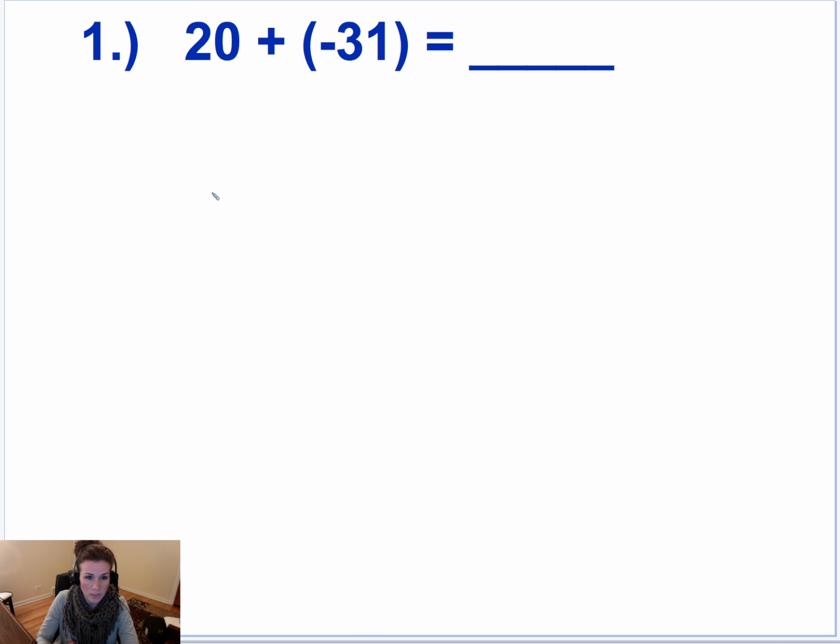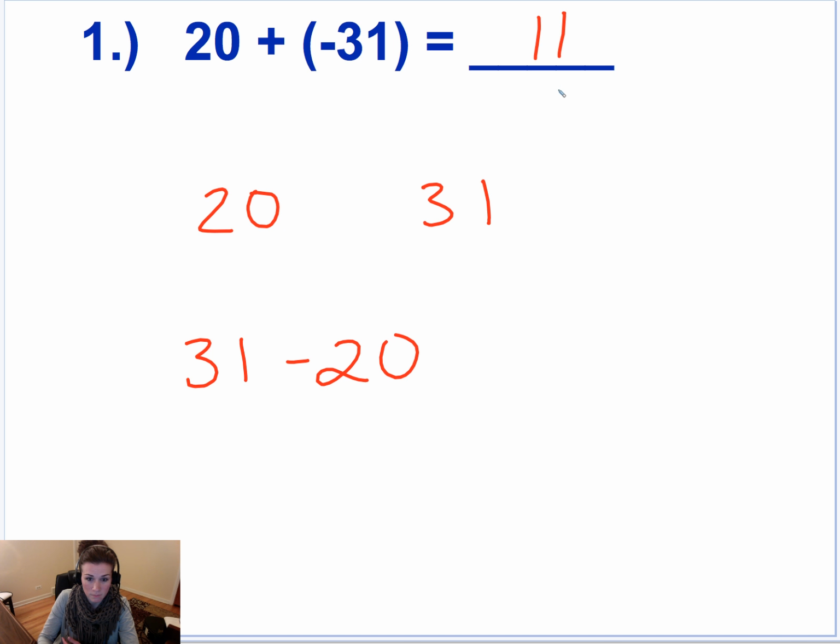So ignore the signs and just think of 20 and 31. To find the difference, it's easier to put the bigger number first, so I'll just think in my head 31 minus 20 would be 11. But then I have to figure out whether it should be positive or negative. So 31 is the bigger number, and in the problem, since 31 is negative, that means the answer should be negative 11.